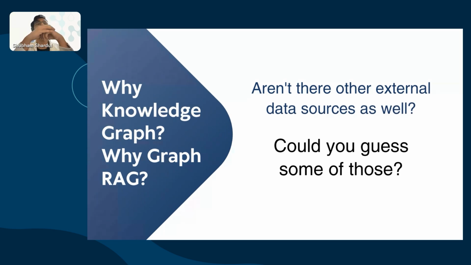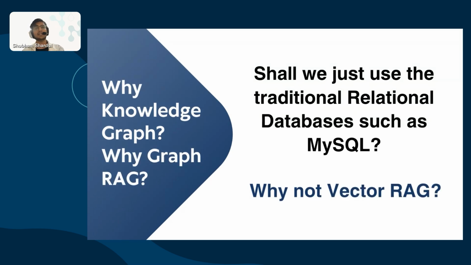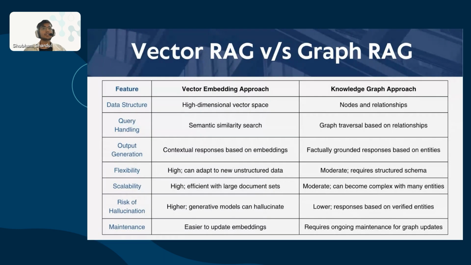So, have you ever wondered why we are using knowledge graphs, and are there not any other external data sources, like relational databases, SQL and Postgres databases, which we can refer to? Yes, we have been referring to those, and that is when we are using vector RAG. But why are we preferring graph RAG nowadays? Why are we preferring knowledge graphs? Because graph RAG offers a very low risk of hallucination.